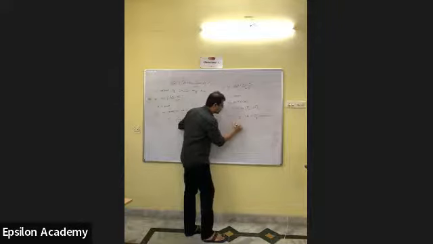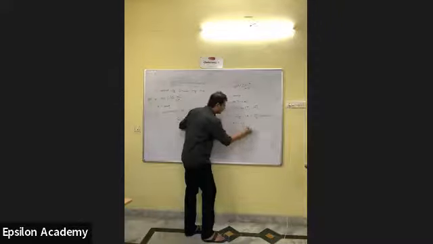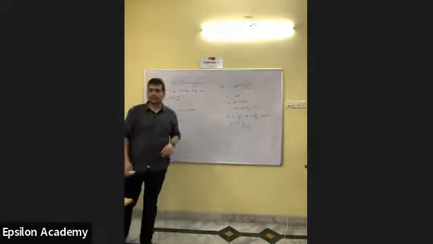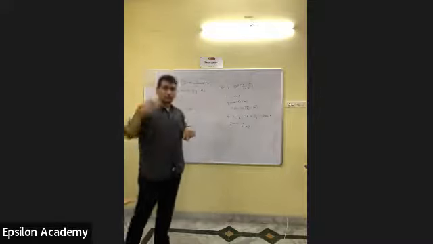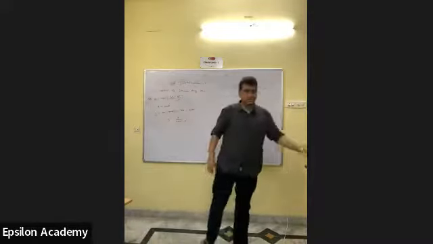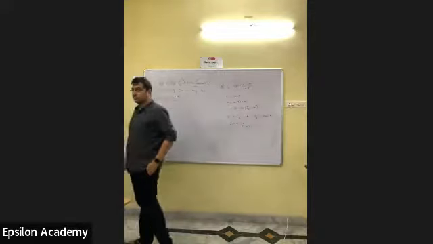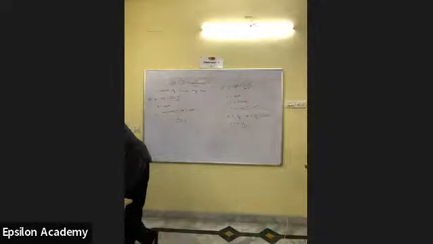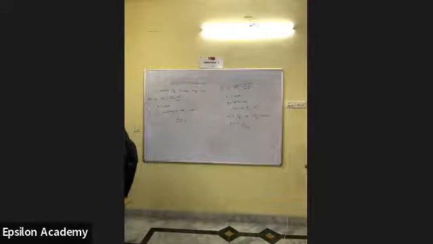So y dash will be how much? 0 minus 2 divided by 1 plus x square. So minus 2 divided by 1 plus x square is the answer. Is that clear? So using the same logic, solve the next one. It is exactly the reverse of this. The derivative of pi by 2 is a constant, 0.